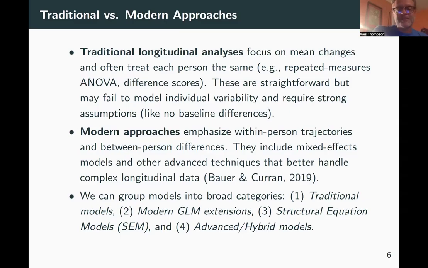So more modern approaches emphasize within-person trajectories and between-person differences in trajectories. These include mixed effects models and other techniques that better handle complex longitudinal data. And we can group these models into broad categories. So we have the traditional models that predated more intensive longitudinal data collection. Then we have modern extensions and GLM extensions. We have structural equation models, and then we have advanced hybrid models. And these different modeling approaches are covered in more detail in the ABCD longitudinal paper that I mentioned that was published at DCN recently.